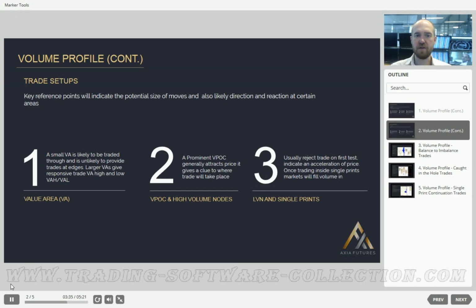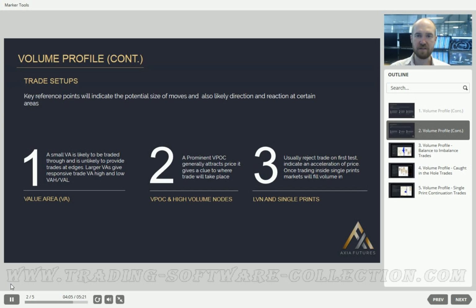Conversely to that, you have LVNs, low volume nodes, and also single prints. Single prints are where in the middle of the day you've seen an initiative move which has taken the market away from value, moved it somewhere, and then established value at a different area. These single prints are generally areas that you'll see the market reject from, particularly on the first time. And this is always key in trading. The first time is the time that matters.